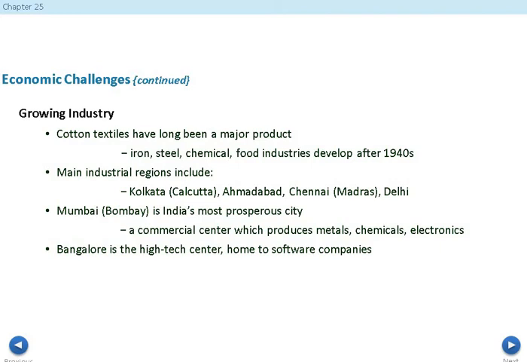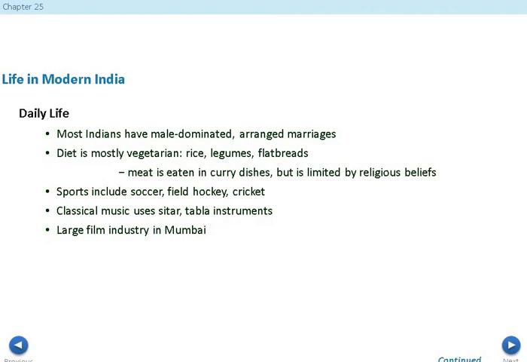But Mumbai is going to be India's most prosperous city and commercial center, which produces metals, chemicals, and electronics. Bangalore is going to be the high-tech center, and this is going to be the home of software companies and other types of industries as well.